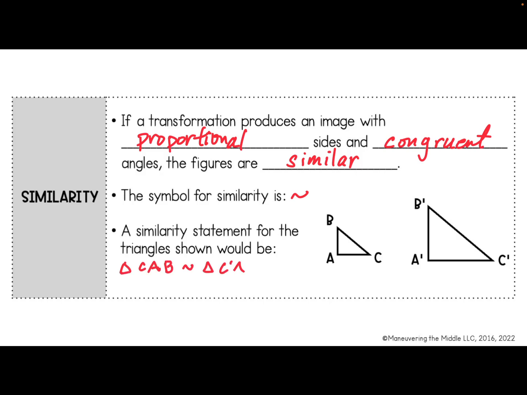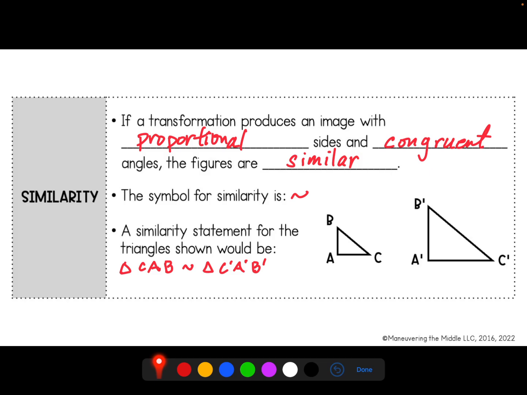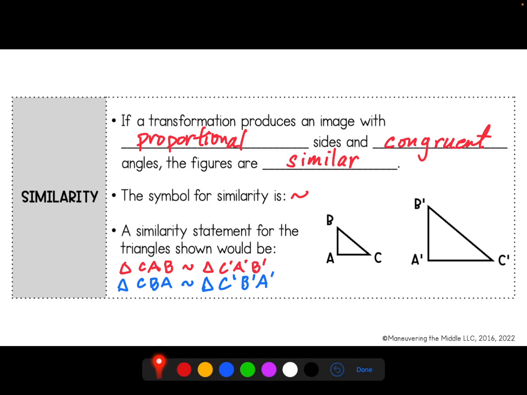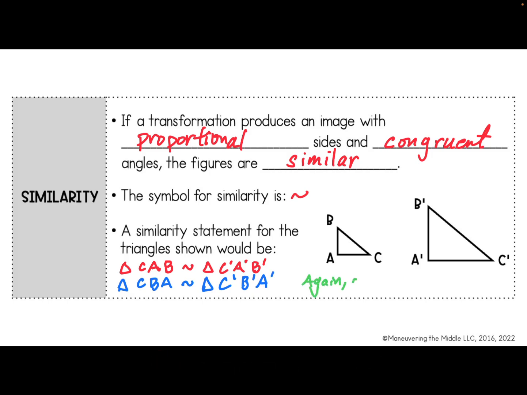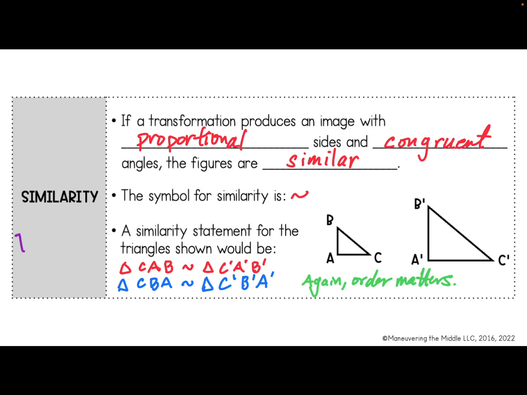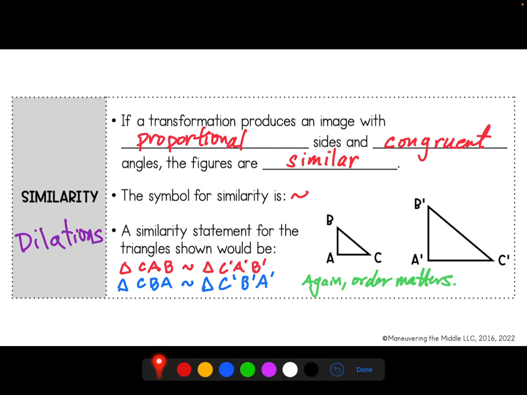Triangle CAB is similar to triangle C prime, A prime, B prime. Again, the only thing that matters is that the vertices are in the same order, so you could say triangle CBA is similar to triangle C prime, B prime, A prime. So just make sure that the vertices go in the same order. The only transformation that we've learned that produces similar figures is a dilation. So that covers all four of the transformations that we have learned.